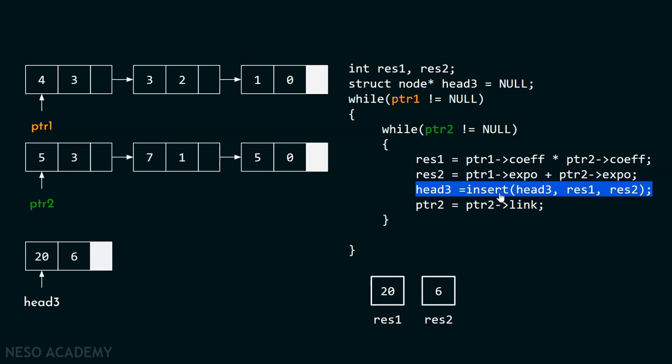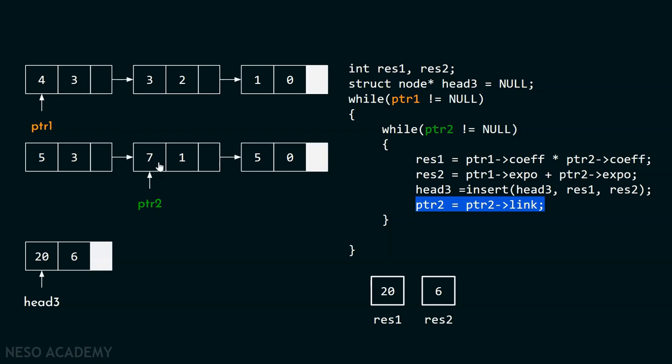After this we will call the insert function. Now this insert function is capable of inserting a new node in the resultant polynomial and it will also sort the linked list in descending order according to their exponent part. Here currently head3 is null. Obviously null will be passed to this insert function. But after the call of this insert function, when we get back to this place, we will get this particular node. And obviously head3 is not null at this moment. Head3 is pointing to this particular node. And here you can see that the coefficient part contains this value 20 and the exponent part contains this value 6. After this, ptr2 must be updated so that it can point to this particular node, right?